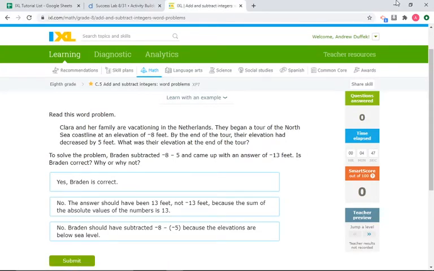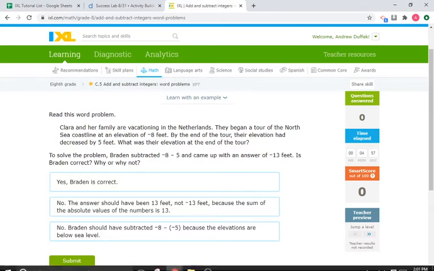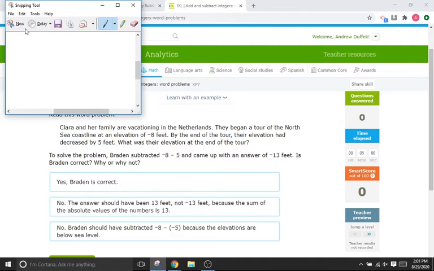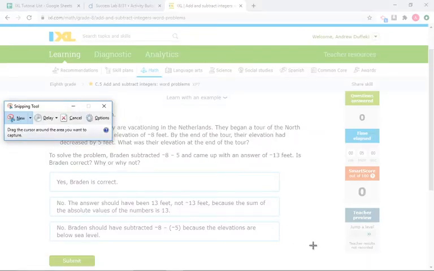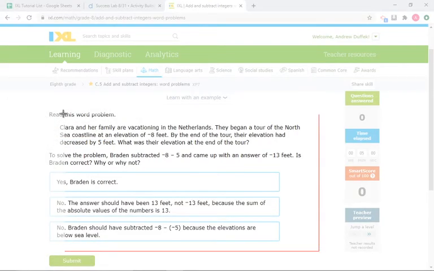Good morning, mathematicians. So today we are going to be doing IXL C5, add and subtract integers under the 8th grade set of IXL problems. So the first thing I'm going to do is steal this problem and we will work through it together and write down a little bit of information.